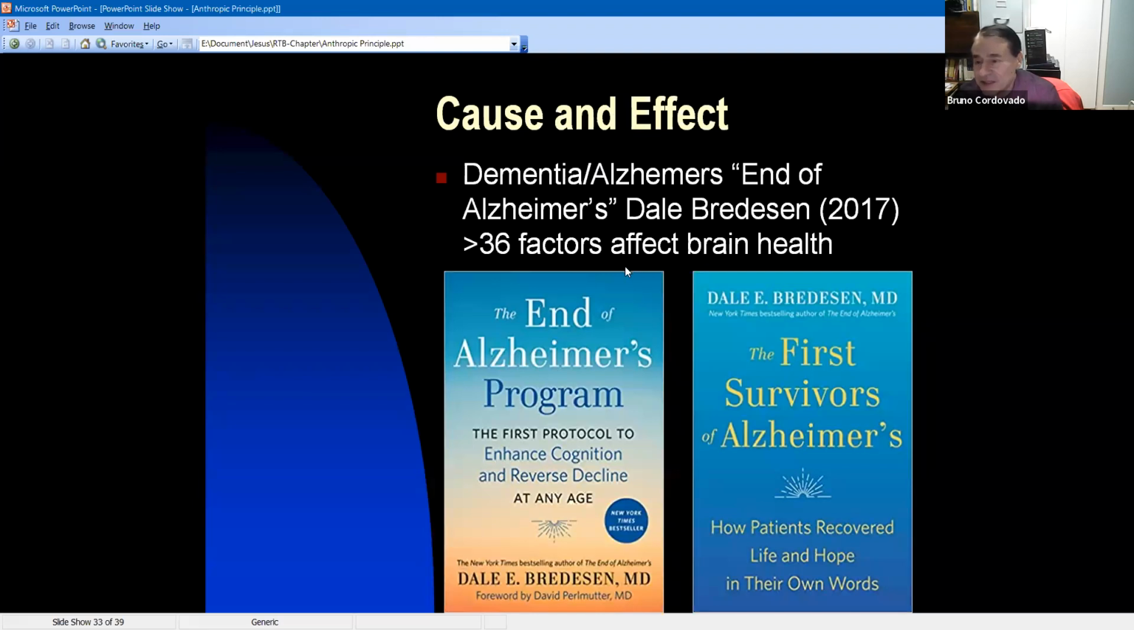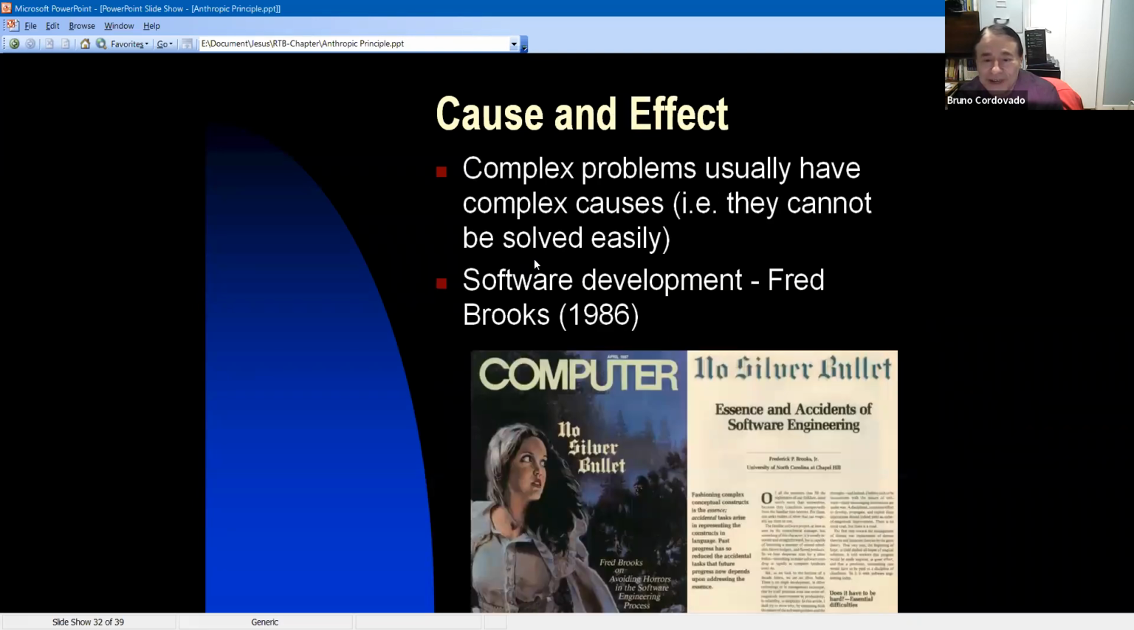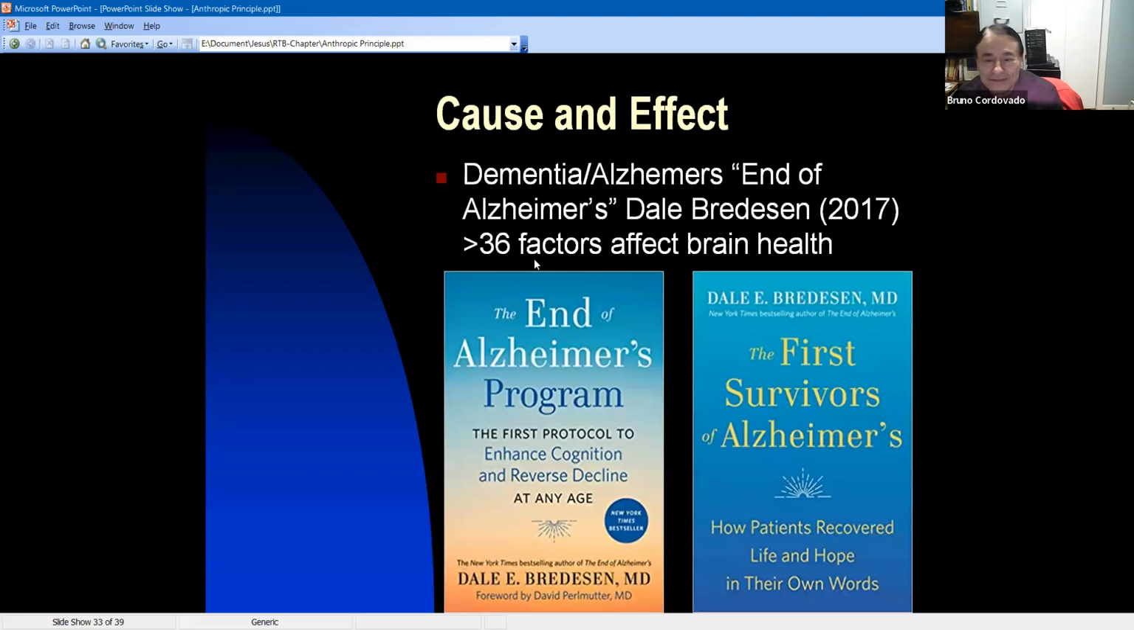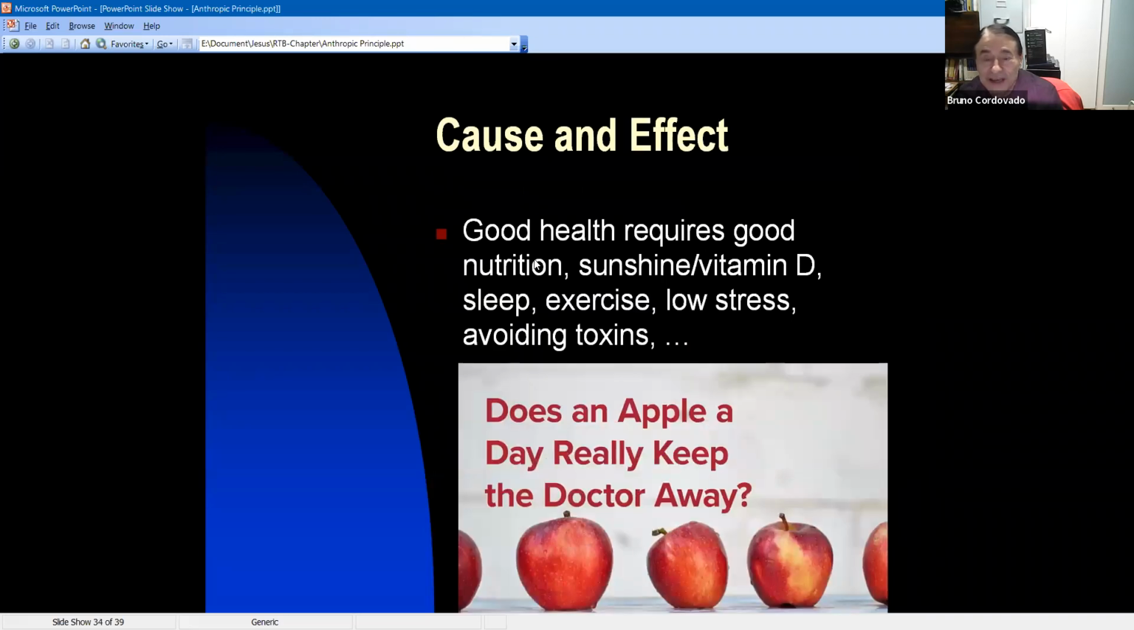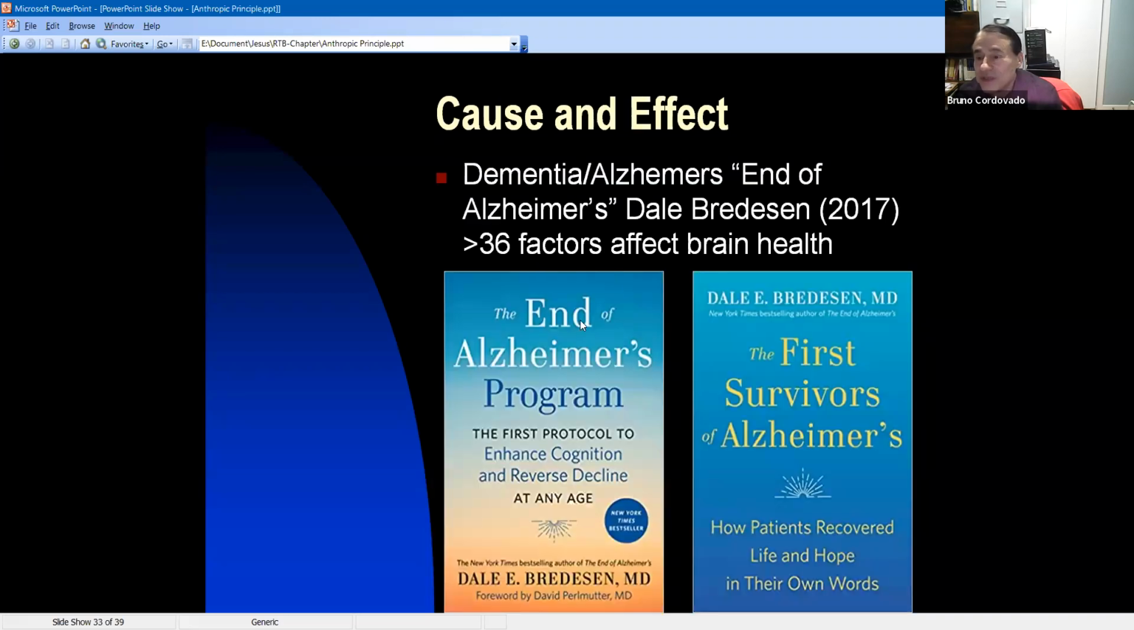The silver bullet mentality looks for a single cause for a problem and thinks that if you just solve that one thing, you're going to find a solution. But in these three different cases I talked about, writing software, Alzheimer's, and just your basic health, there is no single one thing that you can do to get the good software or your brain working and not having Alzheimer's and so on.